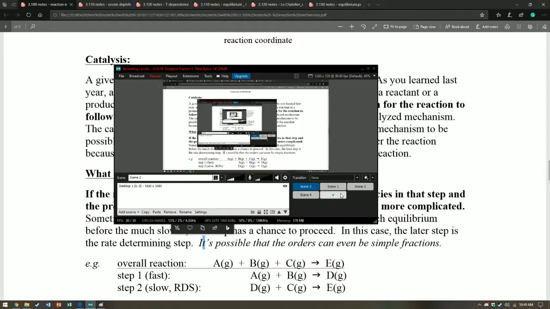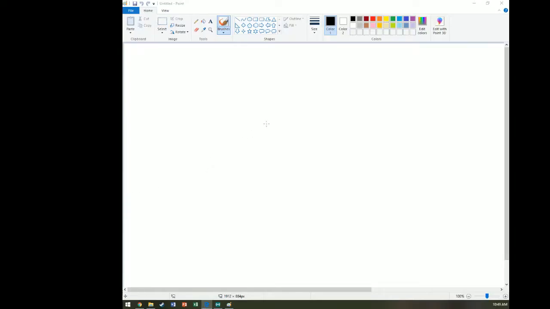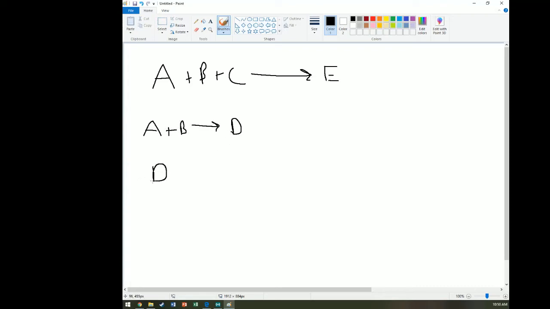Now let's head over to the whiteboard, which is what we call MS Paint. Our overall reaction is A plus B plus C forming compound E, right? The first step is that A plus B forms D, and then D plus C forms E, right? And we are told that this is the slow step. Since the first step is the fast step, we can assume that it goes to equilibrium.